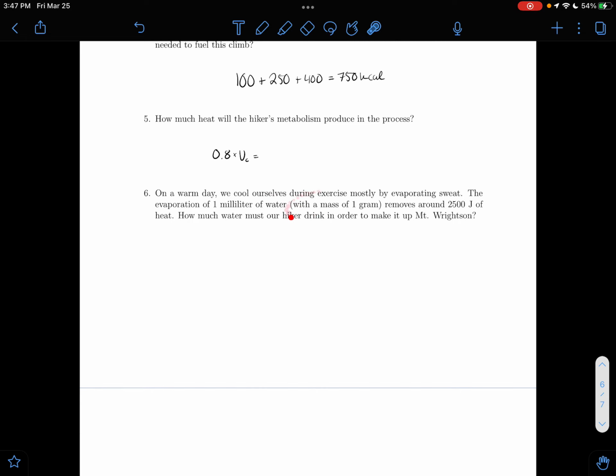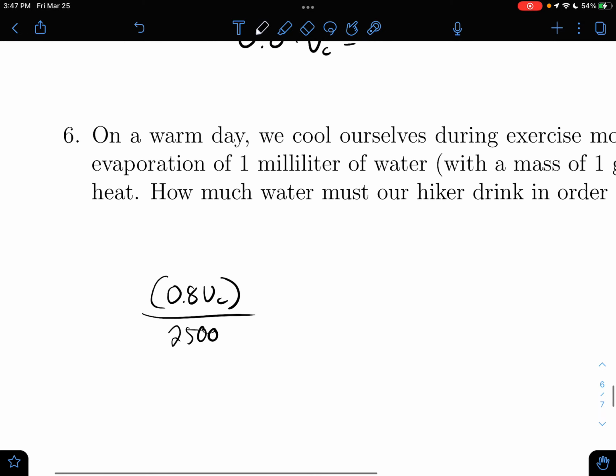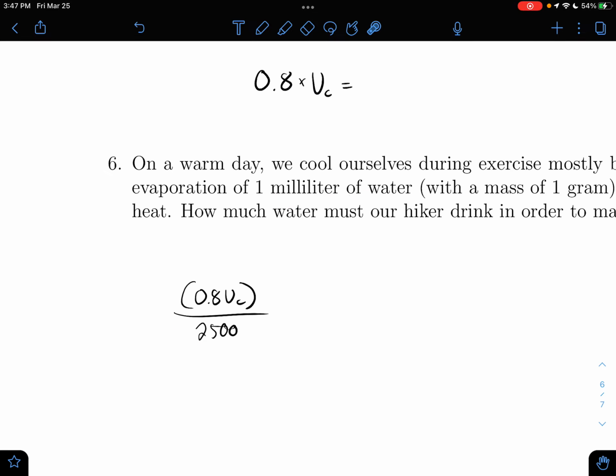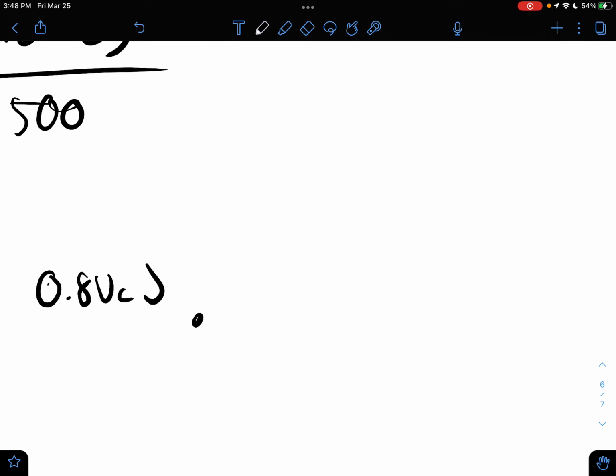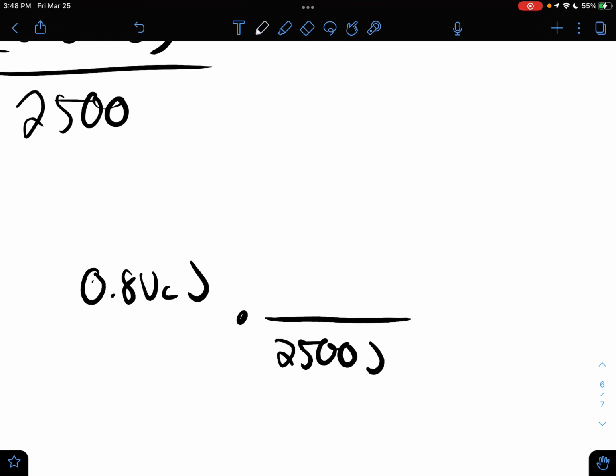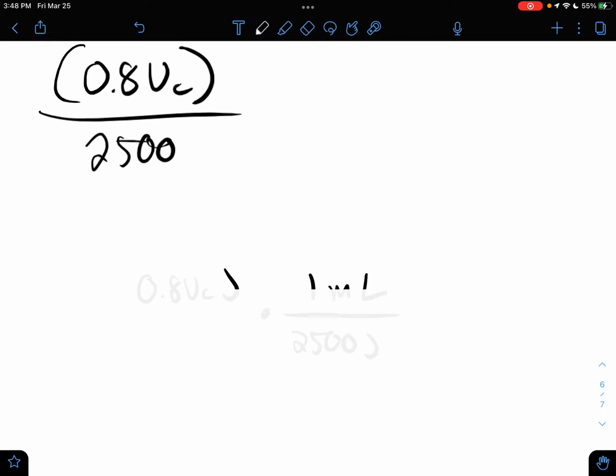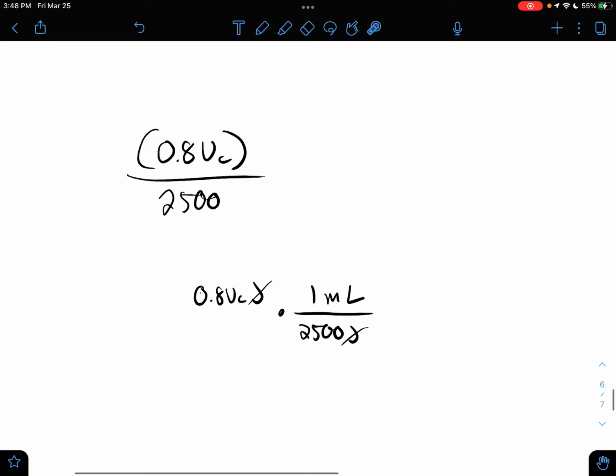And now the same thing, going on and using this number that I didn't calculate. We're talking about evaporating, how much sweat we need to evaporate in order to keep sufficiently cool, and how much water we need to drink. So if this is the amount of heat being produced, we figure out how much water gets evaporated. Right? So this is in joules. We divide by our joules per milliliter of water. So whatever our 0.8 times UC is, we're going to divide that by 2,500, because that's going to give us how many milliliters of water we can evaporate. Because we're doing 0.8 UC joules divided by 2,500 joules per 1 milliliter of water, that gives us milliliters of water that are going to be evaporated.